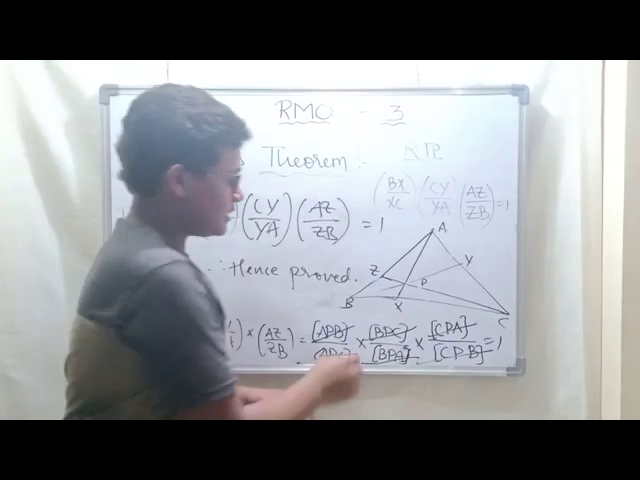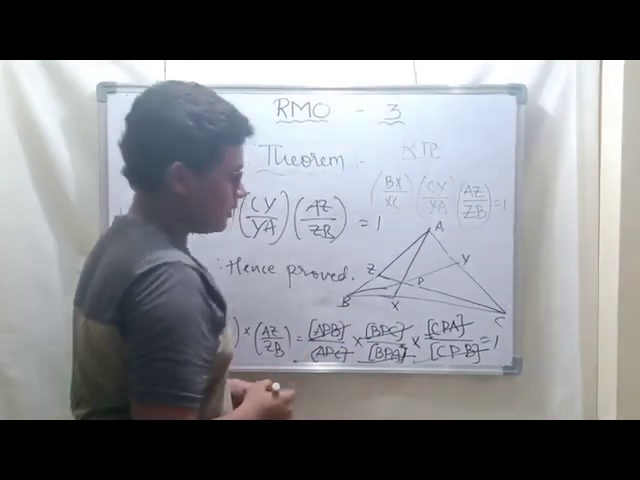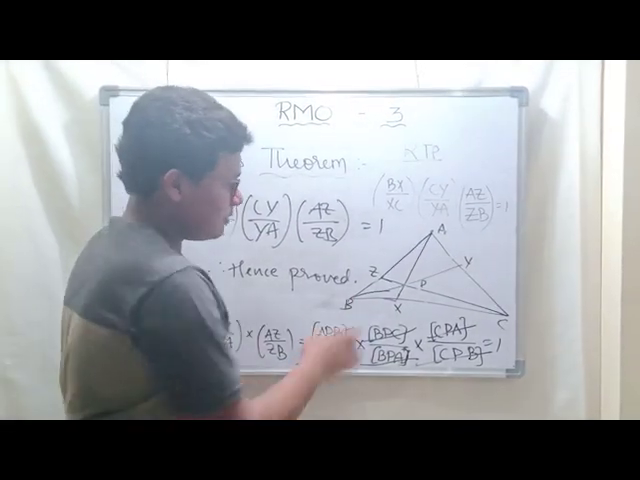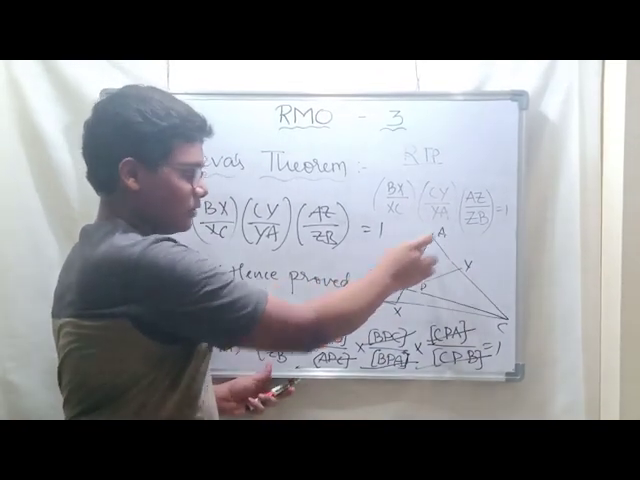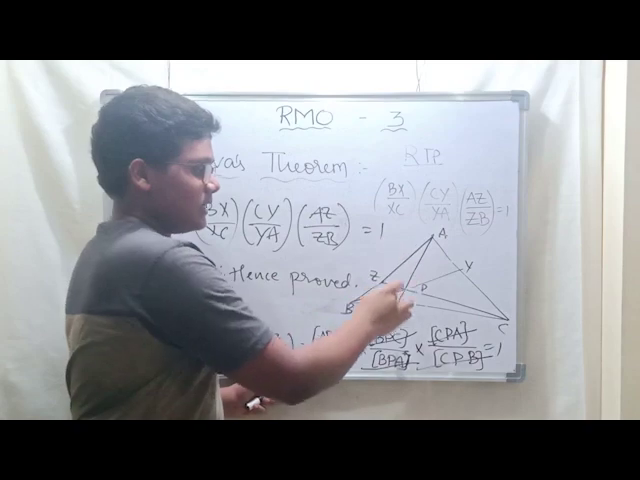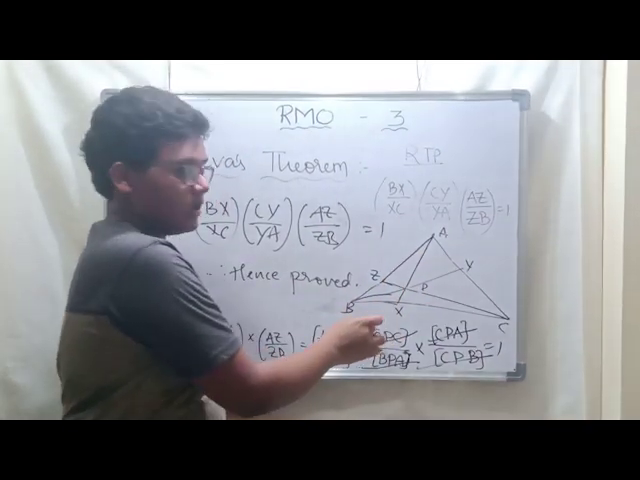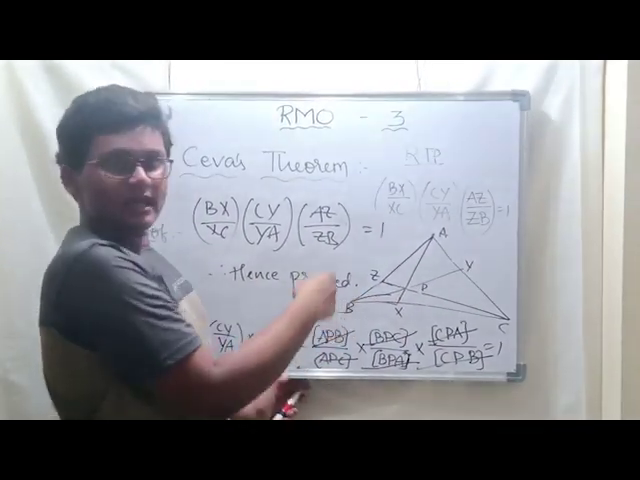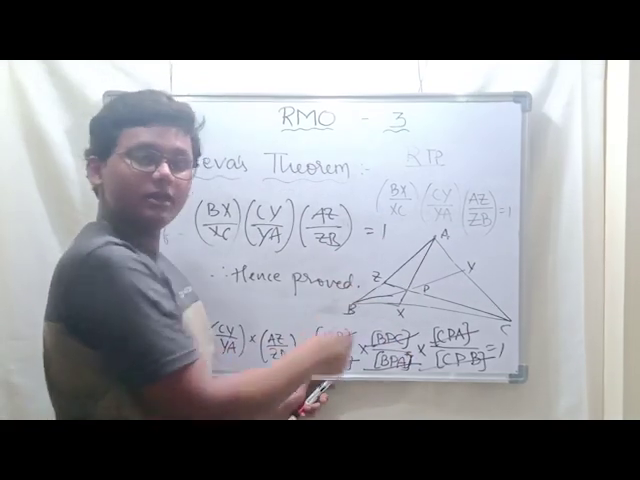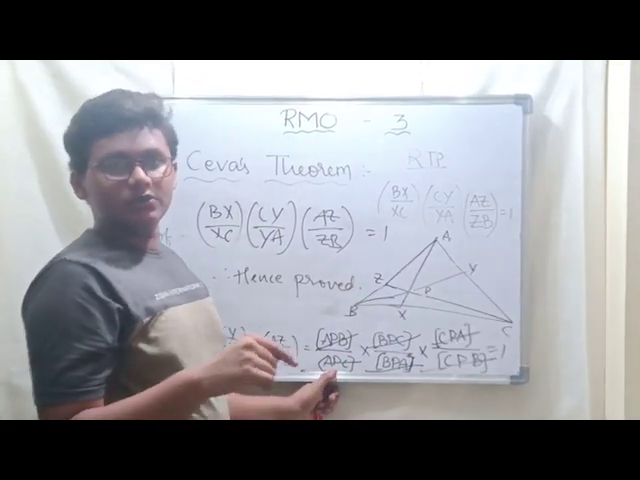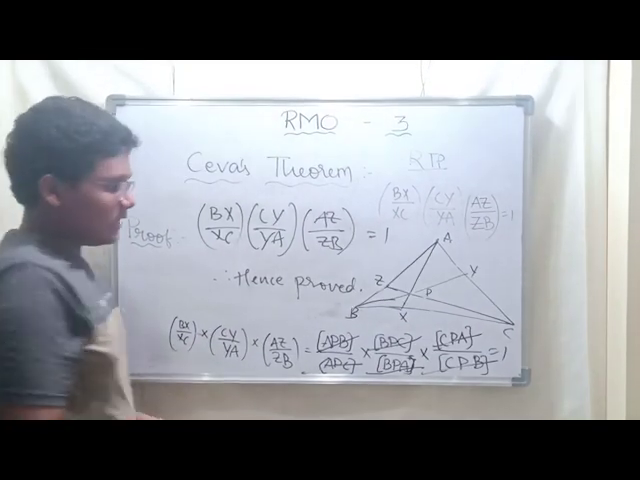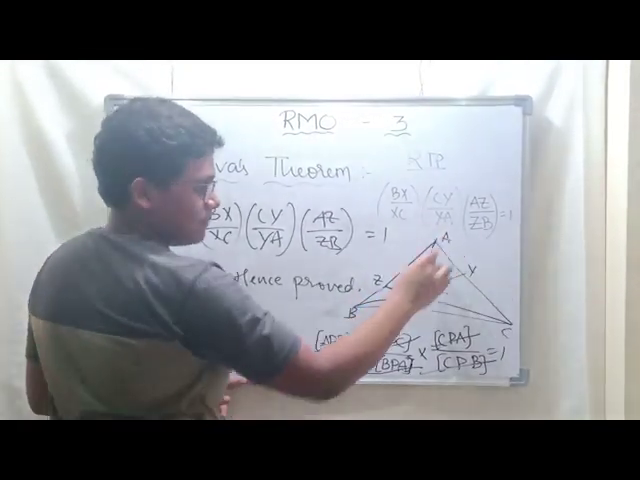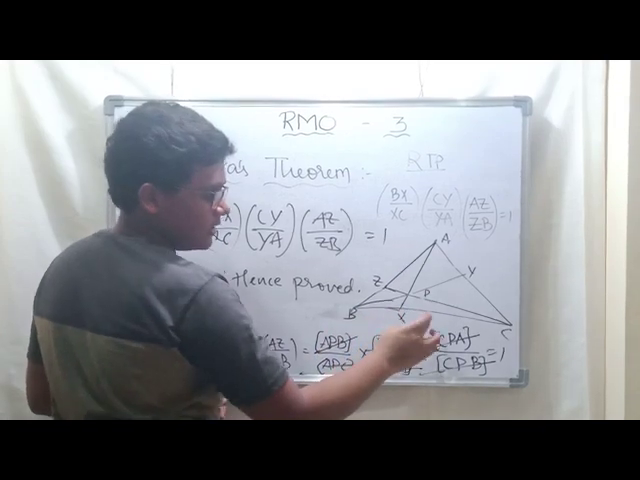What we took first: area of triangle BPX by CPX. We got BX by CX. And next we took ABX by ACX, which is equal to BX by XC. We got the same. Then by using A by B is equal to C by D, the compound and dividend rule, we will get APB by APC is equal to BX by XC.